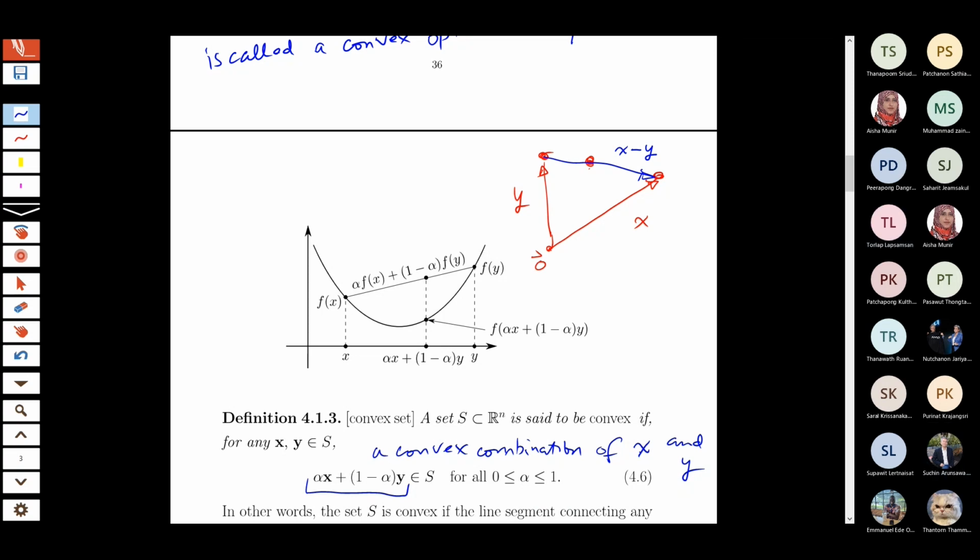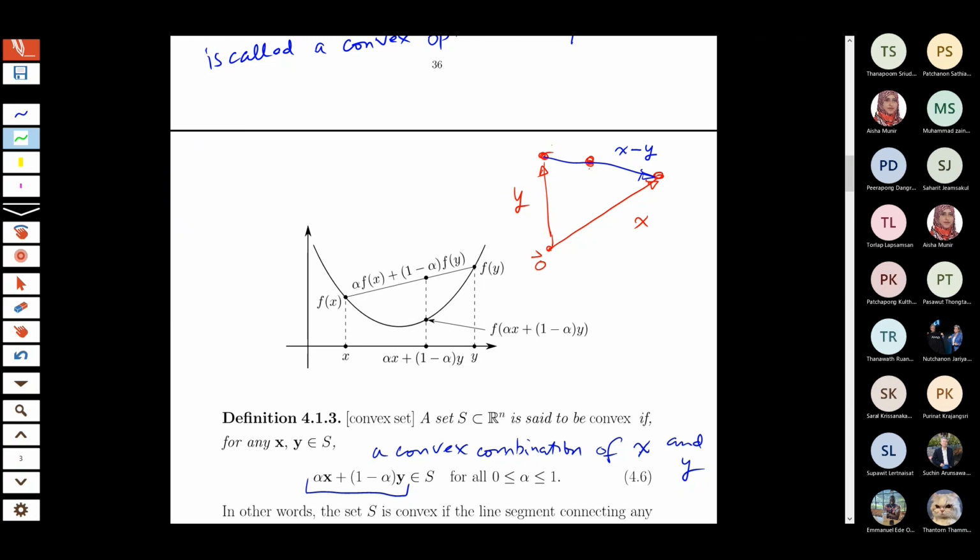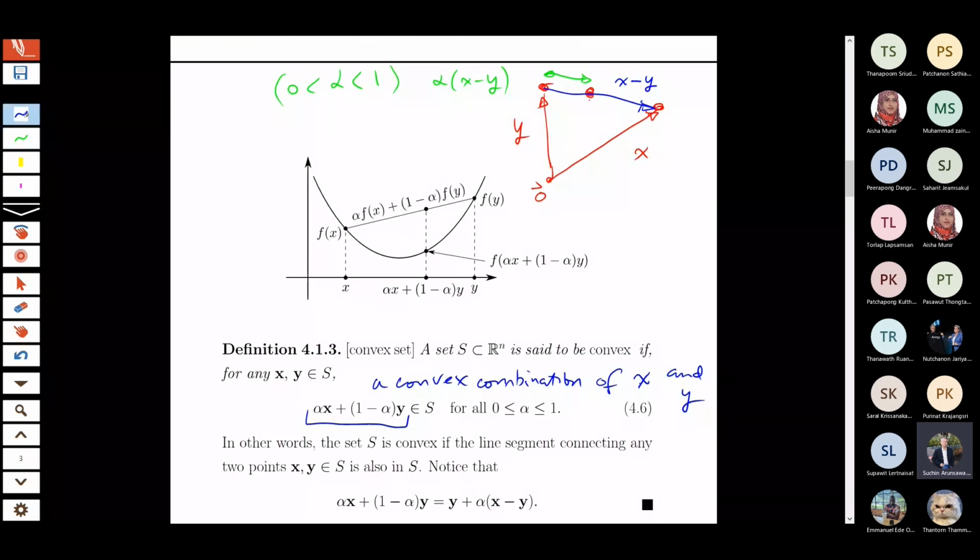If this is x minus y, then we multiply this with alpha. This portion is alpha multiplied with x minus y, right? Alpha is between 0 and 1. So what is this? Then what is this?